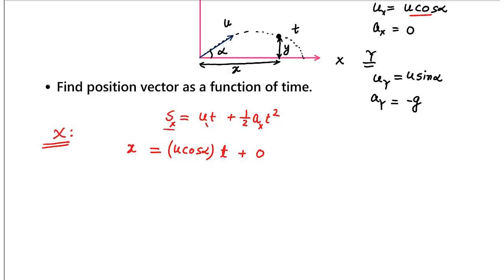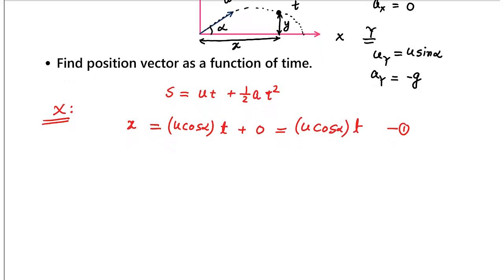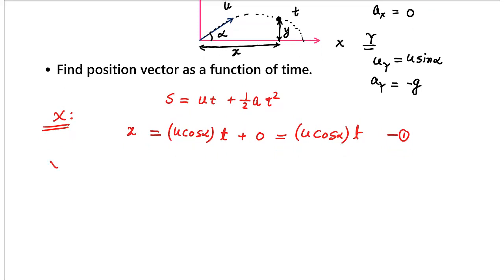So this is the same equation. Let's remove this, because next I will use the same equation for the y direction. Now I can write x is equal to u cos alpha times t. So this is my x value. Now similarly, I can calculate the y coordinate.